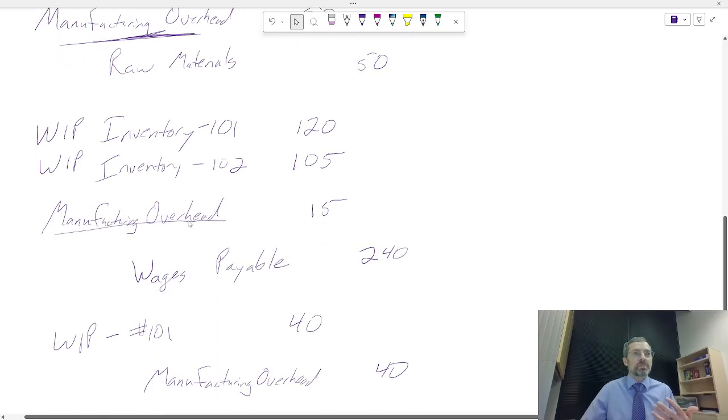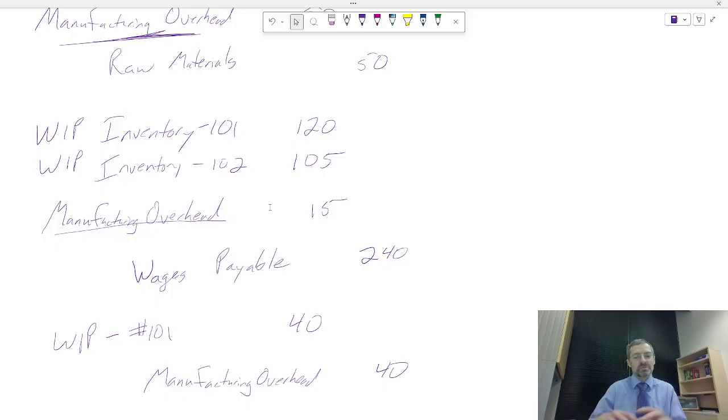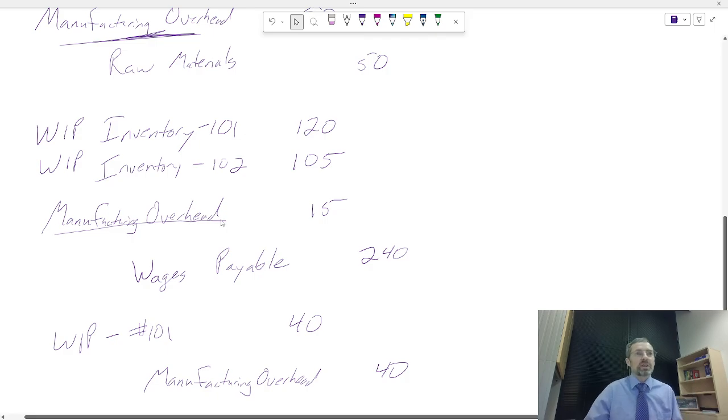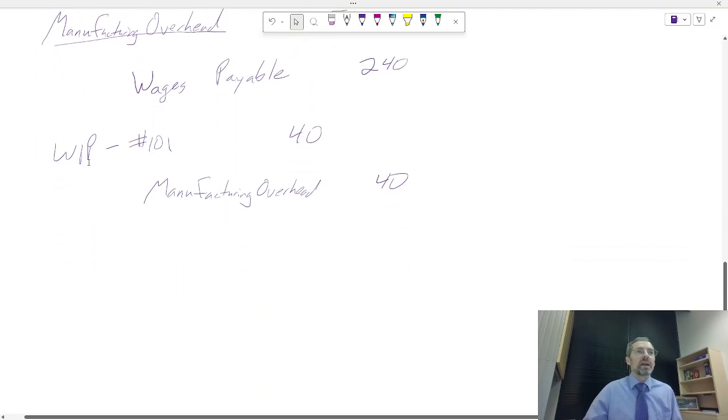We also had some labor that was put into it. Jane worked a full day. She worked 4 hours on job 101, but that's not all she did. So we put $120 towards job 101, $105 towards job 102, and then 15 minutes of cleanup that we couldn't directly trace to either the table, which is job 101, or the chairs, job 102. Cleanup is just everything, so we can't trace that directly to a job, and so that's why it went to manufacturing overhead. And we also had $40 here of other overhead costs, for example, electricity or something.